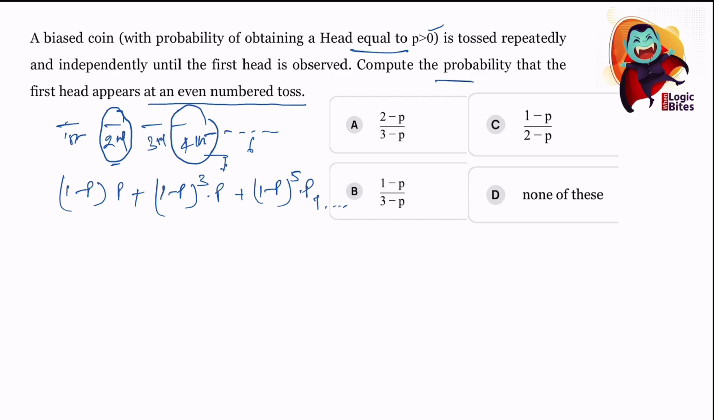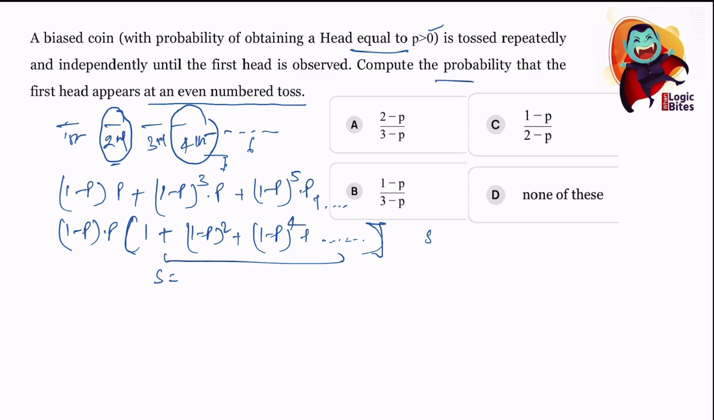So what we can do, we can take out 1 minus p multiplied by p as common. So here we will be left with only 1, then 1 minus p whole square, 1 minus p whole to the power 4, and likewise. So we can see this is a geometric progression where the terms go on an infinite number of times. So this sum will be a divided by 1 minus r, and our a is 1, and our r is 1 minus p whole square.